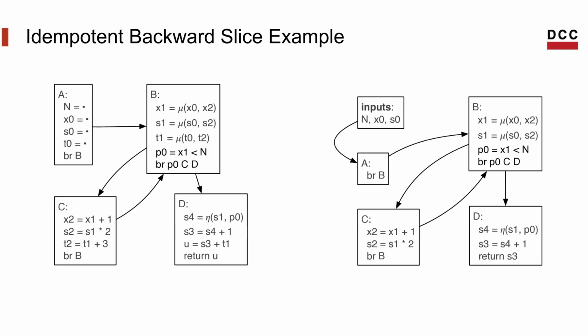After we outline all the data dependencies of our slice criterion, we get a new function whose inputs are n, x0, and S0, and this new function only contains the instructions necessary to compute the value of S3. Thus, we have the slice with respect to S3.